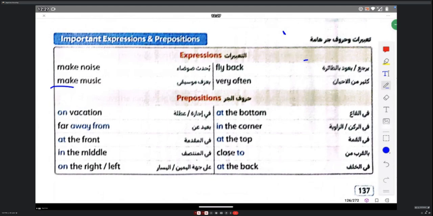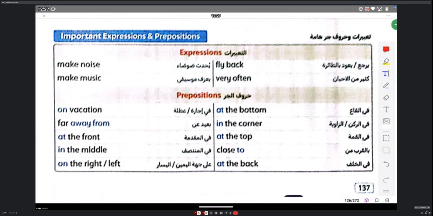Fly back. To go back, but by using a plane or something to fly. Very often means sometimes. Very often comes in a negative sentence. I don't see my brother very often nowadays. يعني بقدرش اشوف اخويا كتير اليومين دول. هنا جملتها تكون نيجاتيف.